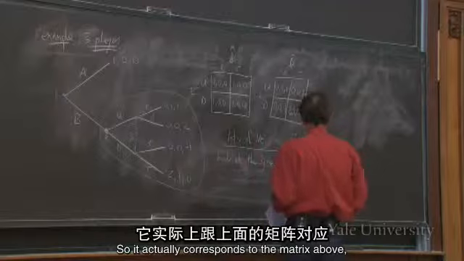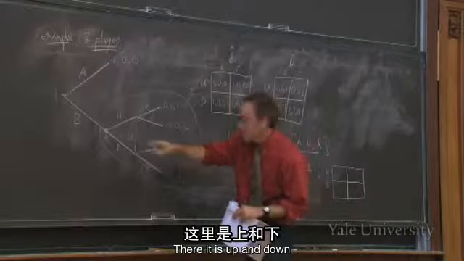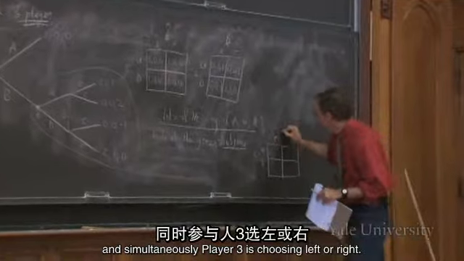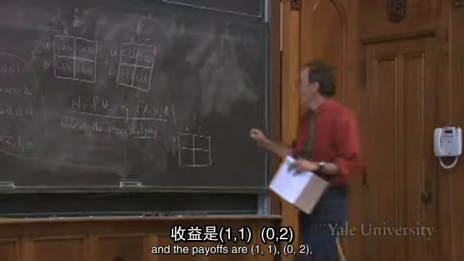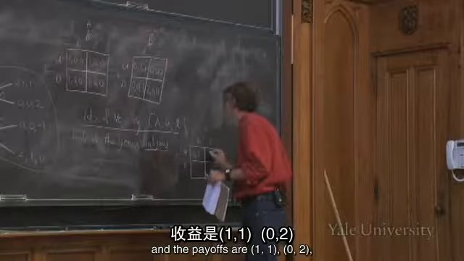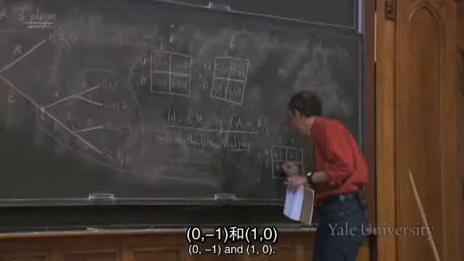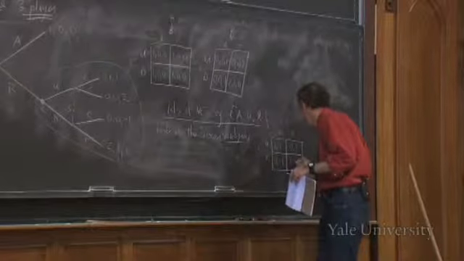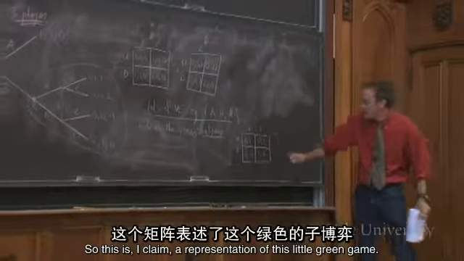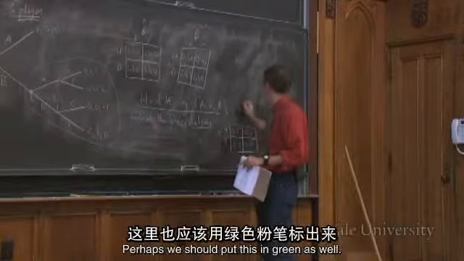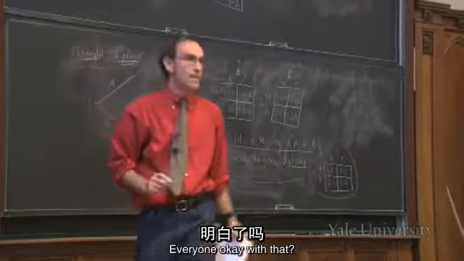This corresponds to the matrix above. It's a matrix in which player two is choosing up and down, and simultaneously, player three is choosing left or right, at this information set. And the payoffs are 1, 1, 0, 2, 0, minus 1, and 1, 0. So this is, I claim, a representation of this little green game. Perhaps we should put this in green as well. This thing corresponds to that thing. Everyone okay with that?